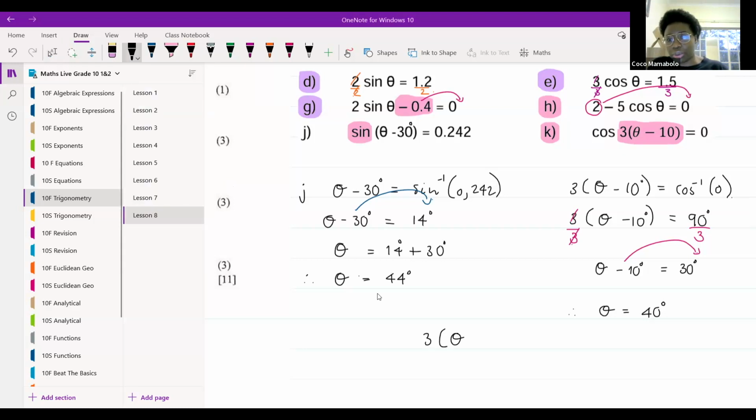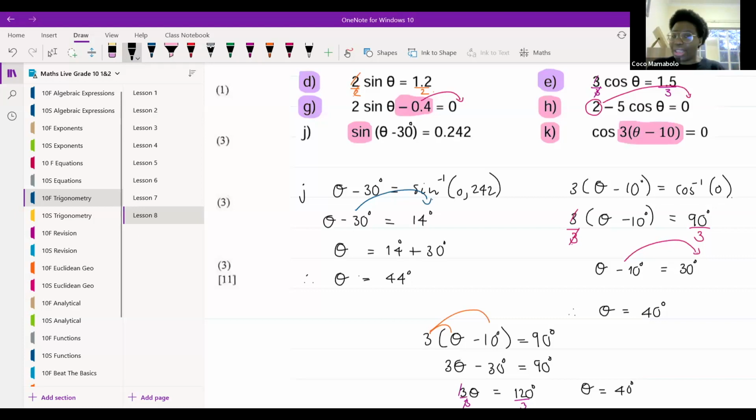You can do that. You can just go theta minus 10 degrees is equal to 90, and then we can distribute first. So we're going to end up with 3 theta minus 30 degrees is equal to 90 degrees, right? And then we'd have 3 theta is equal to, this would go over to the other side and become plus 30. So we'd end up with 120, and then you'd still divide by 3. Theta would still come out as 120 divided by 3, which gives 40 degrees. Same thing, my guy. You can do it that way. Nobody's going to take any marks away from you.